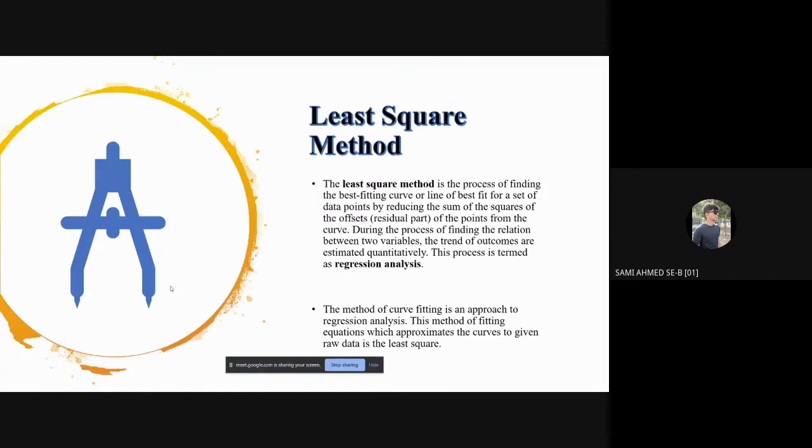Discussing that method, in our slide we are going to discuss the least square method. The least square method is a statistical procedure to find the best fit for a set of data points by minimizing the sum of offsets or residuals of points from the plotted curve. This method minimizes the sum of squares of differences between the actual and predicted values. Next slide.